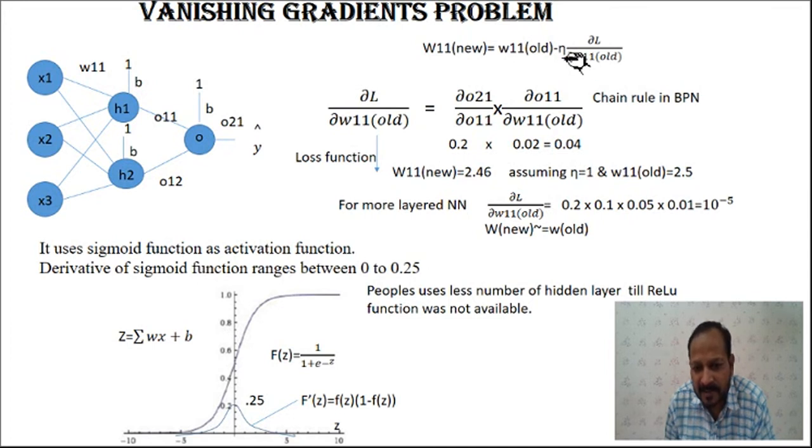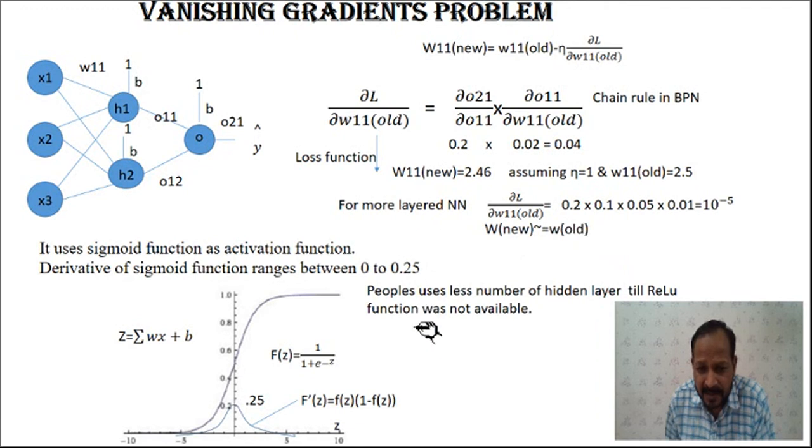Eta you can assume as 1. Normally it is less than 1, but still we are assuming it equals 1, and because of that this will be a very small value, and then W11 will be approximately equal to W11 old. So W11 new, or the new weight, will be approximately equal to the old weight. What it suggests is that there is no change in the weight after any iteration. In some cases this may become exactly equal, and in that case there will be no learning, or there is no weight updation.